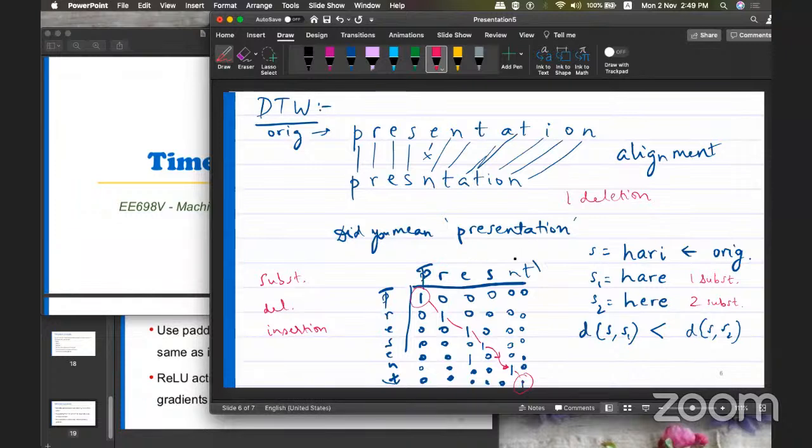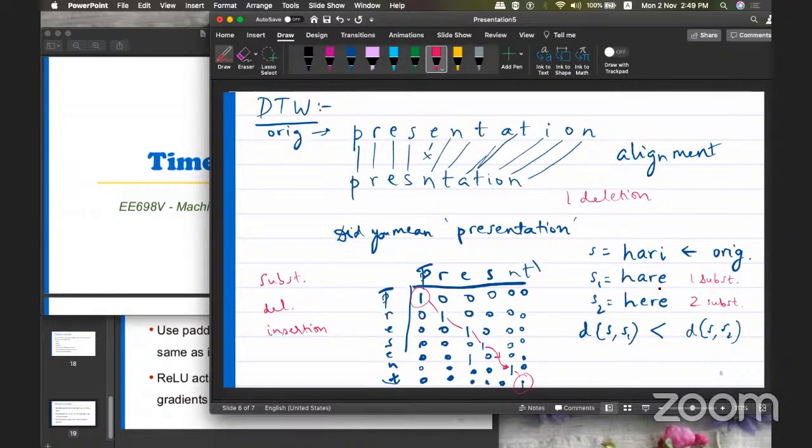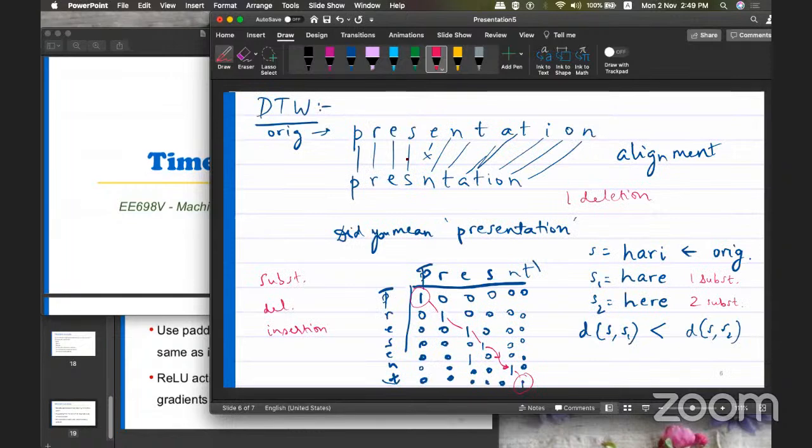Original, modified. And this distance could be symmetric or it could be asymmetric. In our case, it was a symmetric distance. Whether you take this as original or this as original, your distance does not change. But you may define it in some other way so that it could be asymmetric also. But for the present moment, let us assume symmetric distance. So this problem can be solved with the help of dynamic time warping.